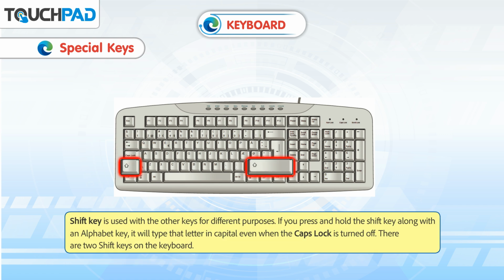Shift key. Shift key is used with the other keys for different purposes. If you press and hold the Shift key along with an alphabet key, it will type that letter in capital, even when the caps lock is turned off. There are 2 Shift keys on the keyboard.